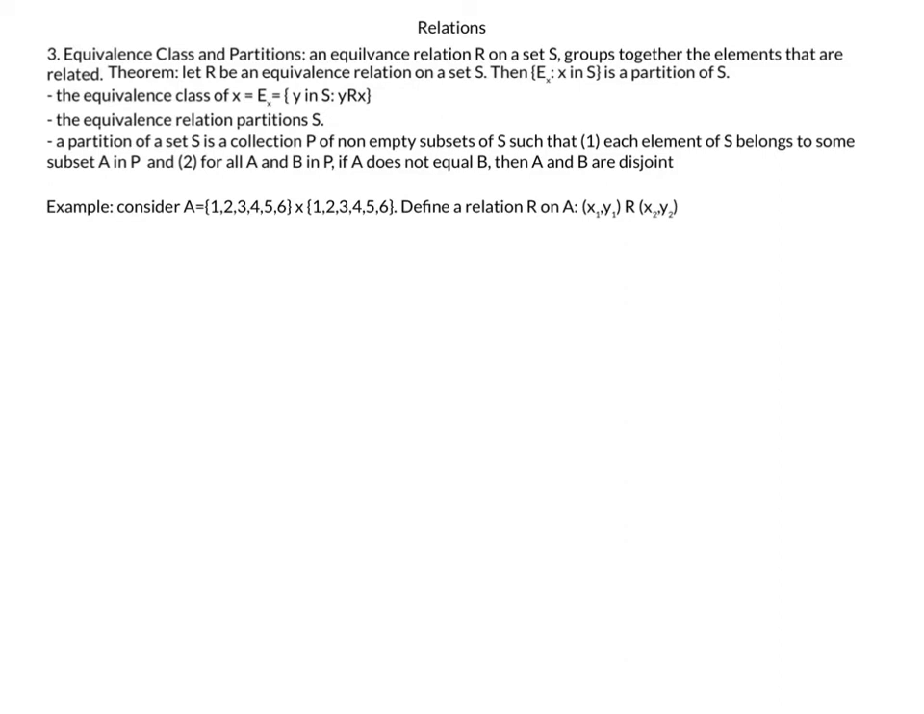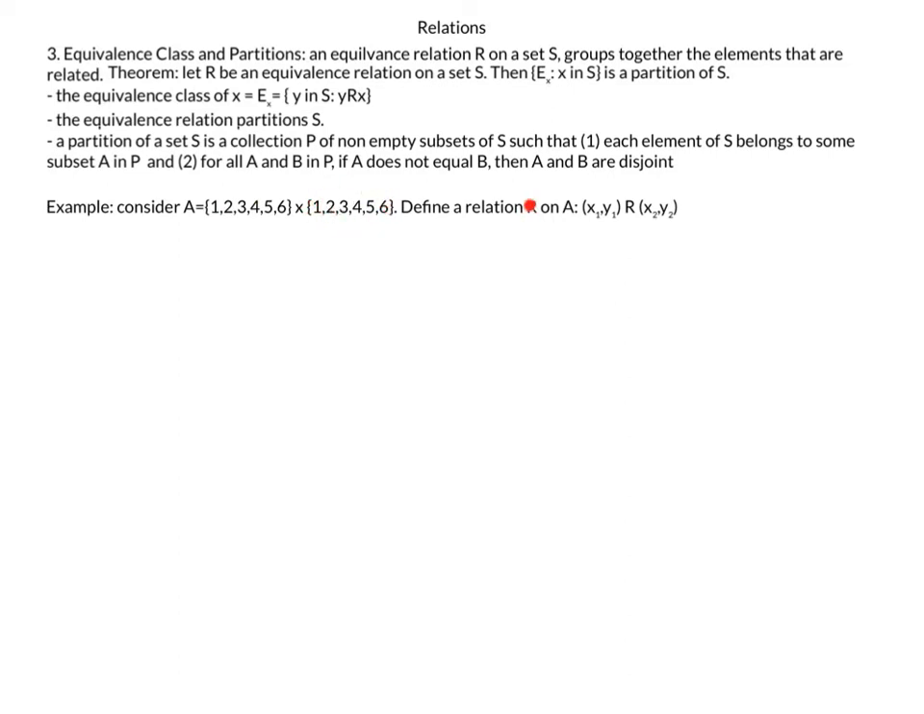Our first example of equivalence classes and partitions is on a set A. So A is a cross product. The elements of A are ordered pairs where the first coordinate comes from this set, and the second coordinate comes from this set here.